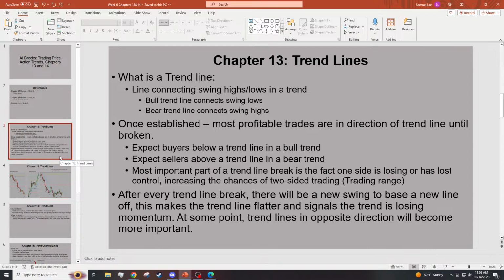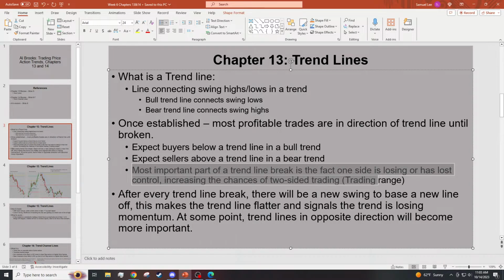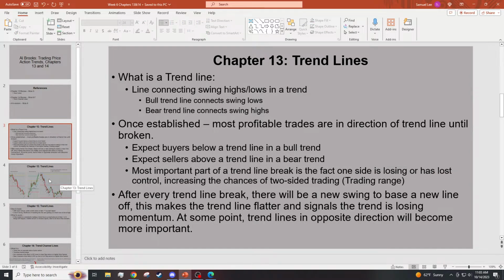And one thing that people may overlook is when the trend line breaks. When I say break, I don't mean a wick below. I really mean a breakout and hold. Even if that breakout and hold is reclaimed a few bars later by the previously prevailing side, it means that side is losing or has lost control of the market. After every trend line break, there will be a new swing to base a new line off of, which means the trend is losing momentum and that side is losing control. And let's get into the pictures.